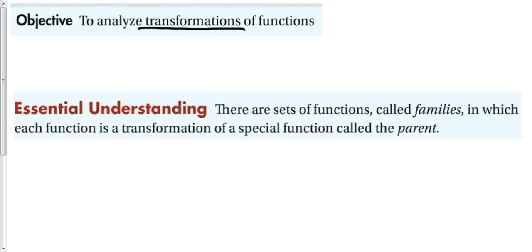Okay? And what we should know, our essential understanding, is that there are sets of functions called families, where each function is a transformation of a special function called a parent. Okay, so we'll get into more of that in a minute. But the idea here is that every family is going to have the simplest form of a function, and from there we can make more complicated and more elaborate types of functions from that parent, from that simplest case.